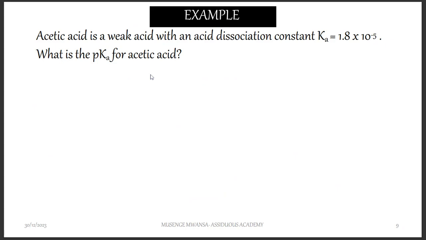So you can try to work out this example. Acetic acid is a weak acid with a Ka of 1.8 times 10 to the -5. We want to calculate the pKa. So all you do is negative log of 1.8 times 10 to the -5.